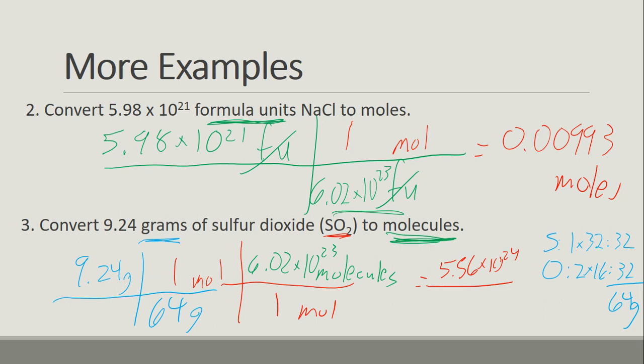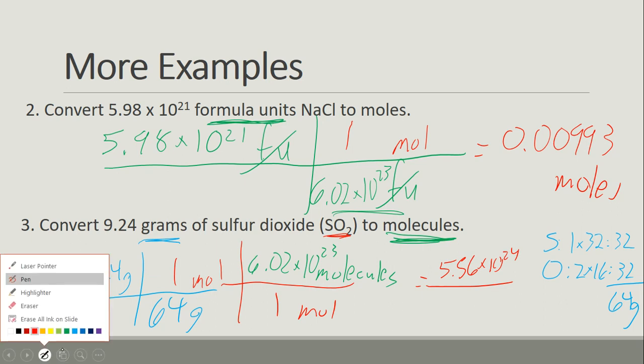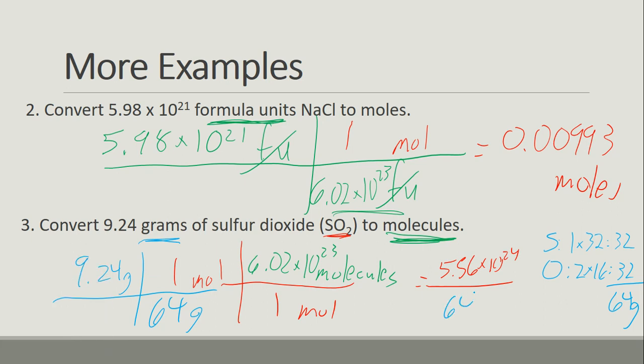And that's going to be divided by the 64 grams down on the bottom. And when you divide that by 64, you get 8.69 times 10 to the 22nd. So your answer in green is 8.69 times 10 to the 22nd. Yeesh. 10 to the 22nd molecules. All right, so that is the answer for that one.